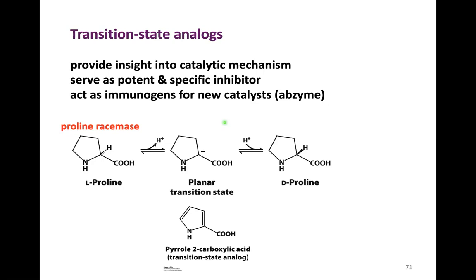Antibodies can be generated against transition state analogs. Those are called abzymes, to identify new catalysts and so forth. An example would be this isomerization between L-proline and D-proline, which we talked about in chapter 2. It goes through a planar transition state, and you can see this analog would trap it. Again, these transition state analogs can be reversible or irreversible.